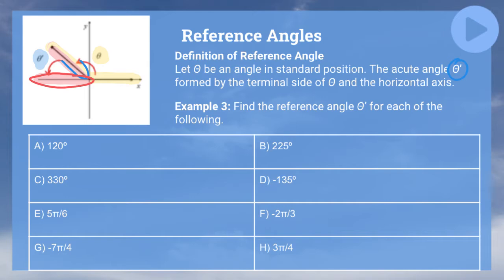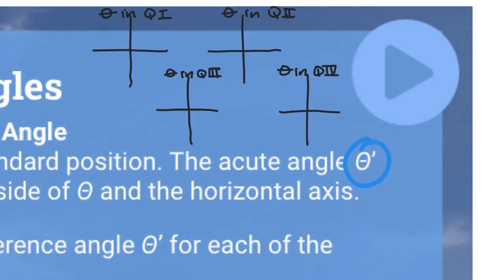But before we do that, I would like to show you some formulas that we can use that will make this a lot easier for us. So notice I've drawn 4 little coordinate planes here, and we're going to go through some scenarios. So the first scenario is that the original angle, theta, is in quadrant 1. So if the original angle is in quadrant 1, then the reference angle is also in quadrant 1, and the reference angle and the original angle are exactly the same thing.